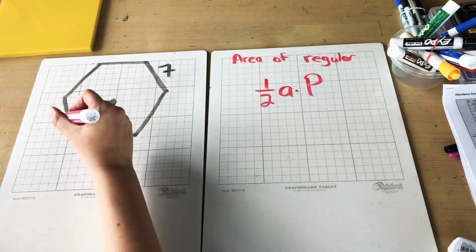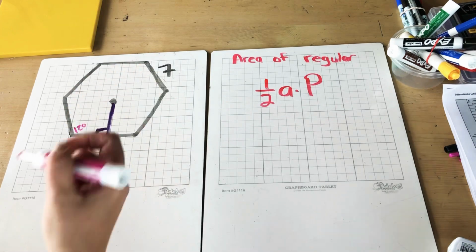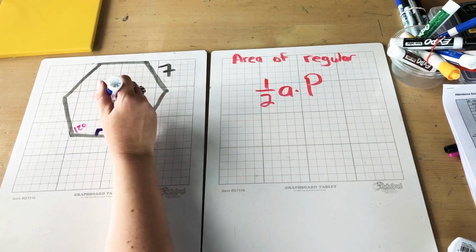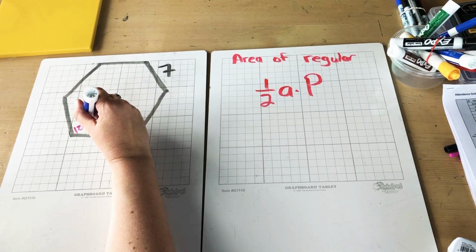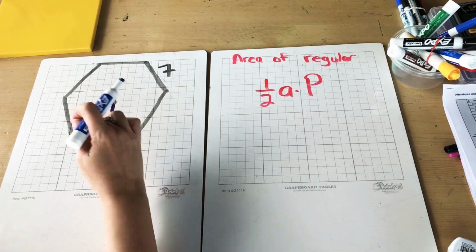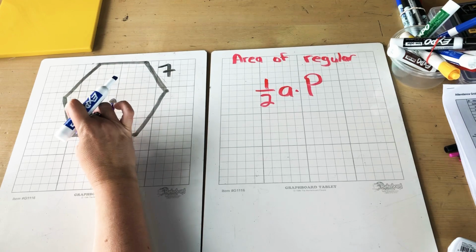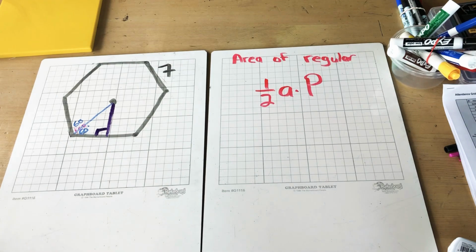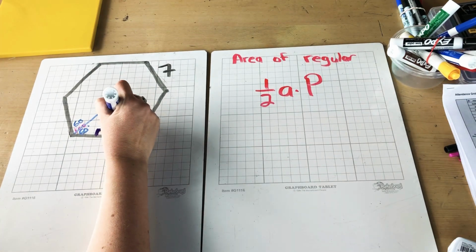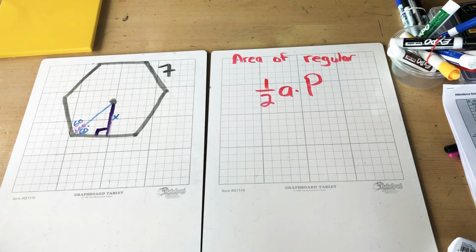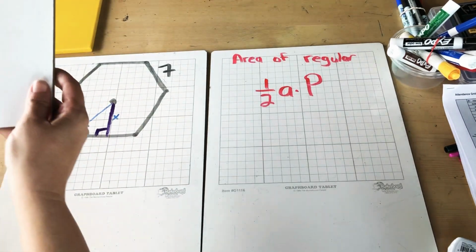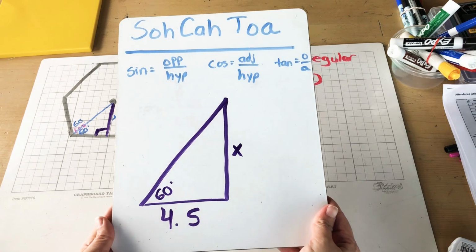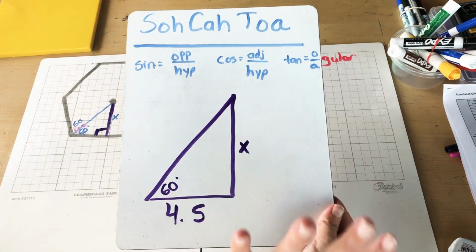So if each angle is 120, we're now going to draw in a little hypotenuse to make this a right triangle. And when we do that, what happens to the 120? It is split in half. So 60 and 60. Okay, so what I'm trying to find is the apothem. We'll call that X. So now we're going to go back to, remember, SOHCAHTOA. It never goes away. So we have sine, cosine, and tangent.